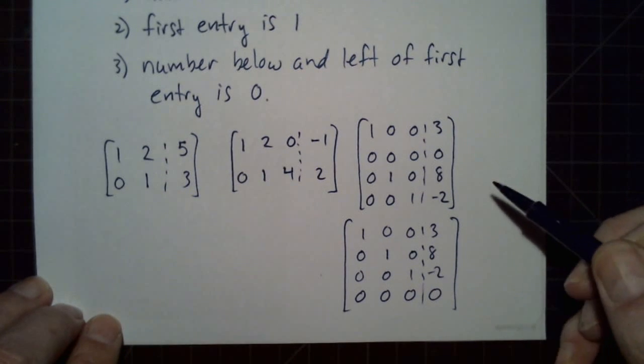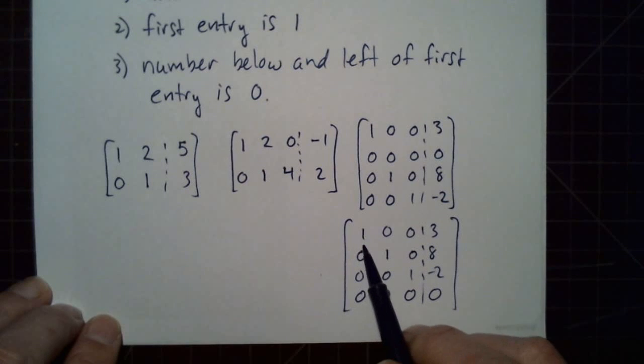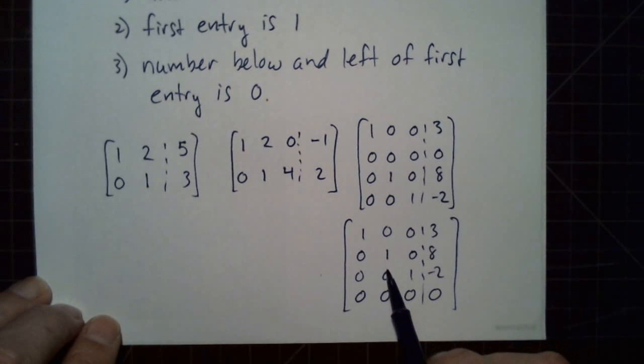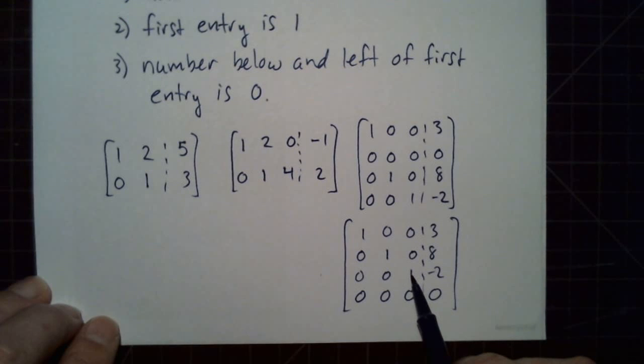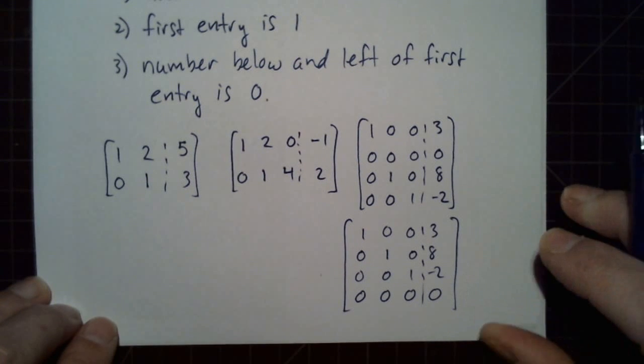So now let's check. The row of zeros is at the bottom. The first entry is a 1. The number below and left is a 0. First entry is a 1. The number below and left is a 0. The first entry is a 1. The number below and left is a 0. Alright, so that works.